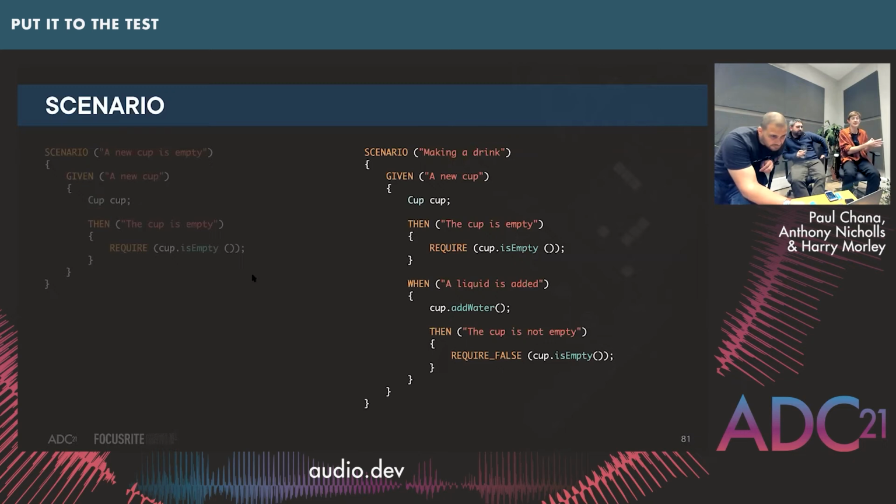So someone coming back to reading the test says, I see. To make the drink, you add the liquid, and to do that, I need to call this bit of code. And then you say, of course, to test that, then the cup is not empty. So it's just thinking about how these things can slightly change depending on the end goal of the feature.